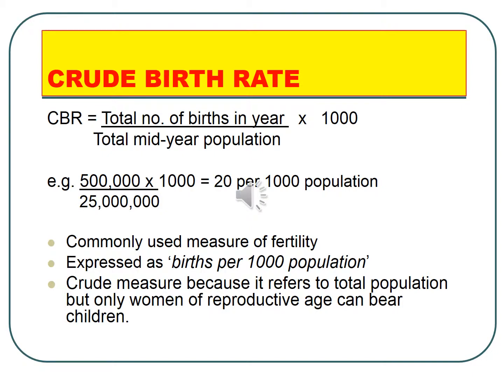Crude birth rate. The formula to calculate crude birth rate is the total number of births in a given year divided by the total mid-year population of that year, multiplied by 1000. An example of the calculation is presented on the slide. Crude birth rate is a common index to measure fertility. It is expressed as the number of births per 1000 population. It is a crude measure because it refers to the total population, but only women of reproductive age can bear children.